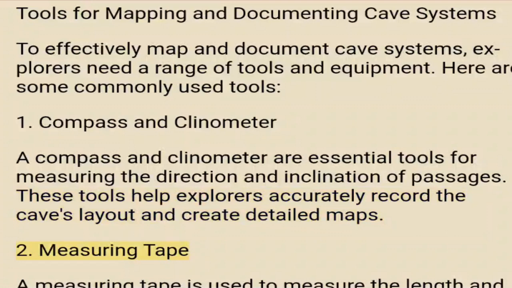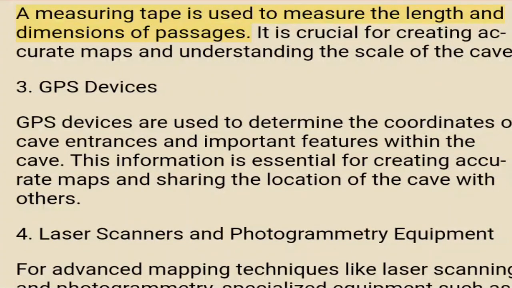2. Measuring tape. A measuring tape is used to measure the length and dimensions of passages. It is crucial for creating accurate maps and understanding the scale of the cave. 3. GPS devices. GPS devices are used to determine the coordinates of cave entrances and important features within the cave. This information is essential for creating accurate maps and sharing the location of the cave with others.